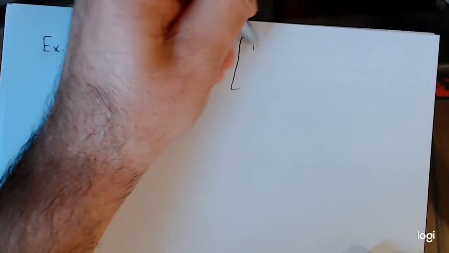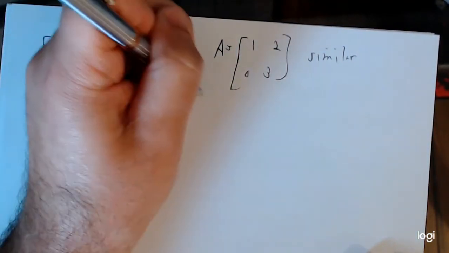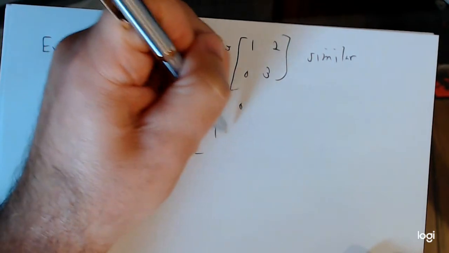So let's look at our next example, which I believe is example number 4. For example 4, we're going to say the following. Is the matrix A, which is 1, 2, 0, 3, similar to matrix B, which is 3, 0, 1, 2?